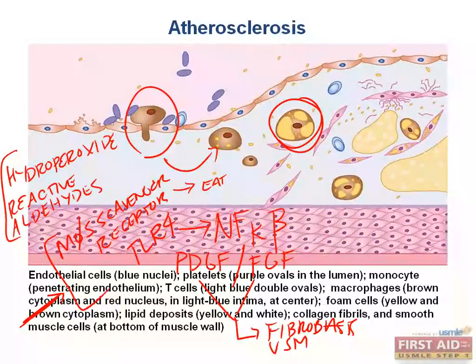Now, again, where are the macrophages? They are in the intima, trying to clean house, get rid of the oxidized LDL. So now we have macrophages, smooth muscle cells, and fibroblasts in this intimate party in the intima.